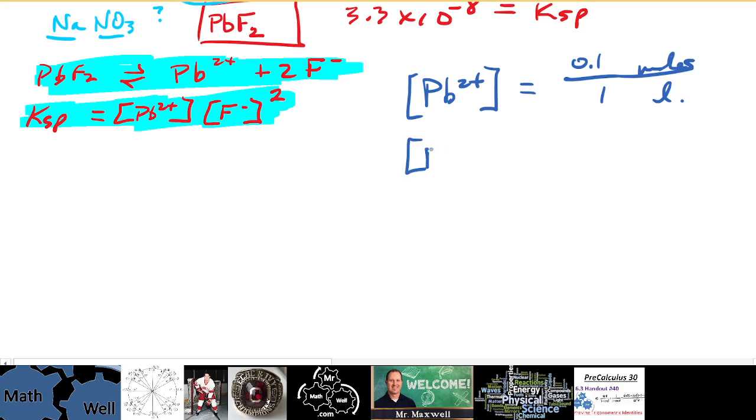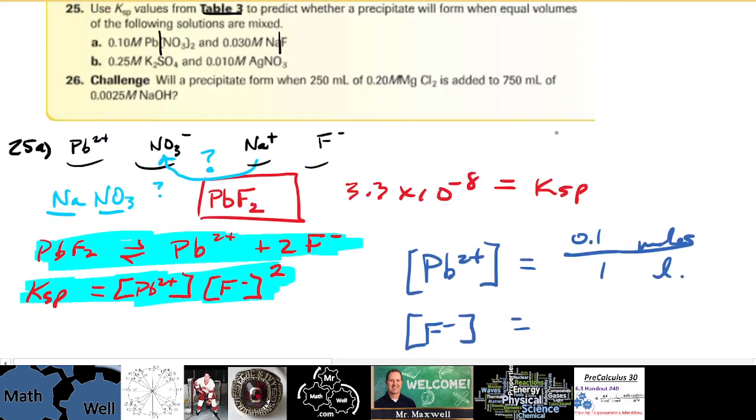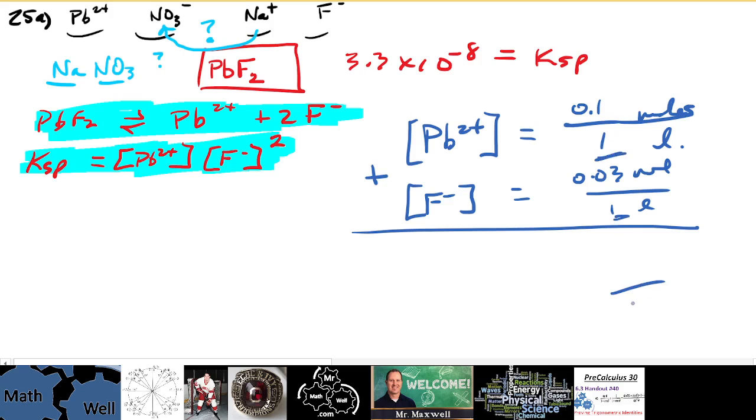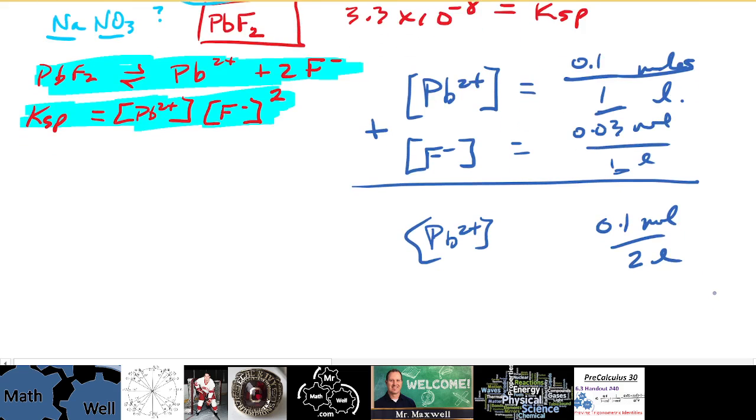And for F, we've got 0.03 moles per 1 liter. If you mix these two together now, watch this. Whether it's 1 liter or 10 liters or whatever, you're going to be adding the volumes in our new solution. So this is going to be per 2 liters or 2 units. So for lead, Pb2+, we actually have 0.1 moles in 2 liters now. You see that? And for F-, 0.03 moles per 2 liters.